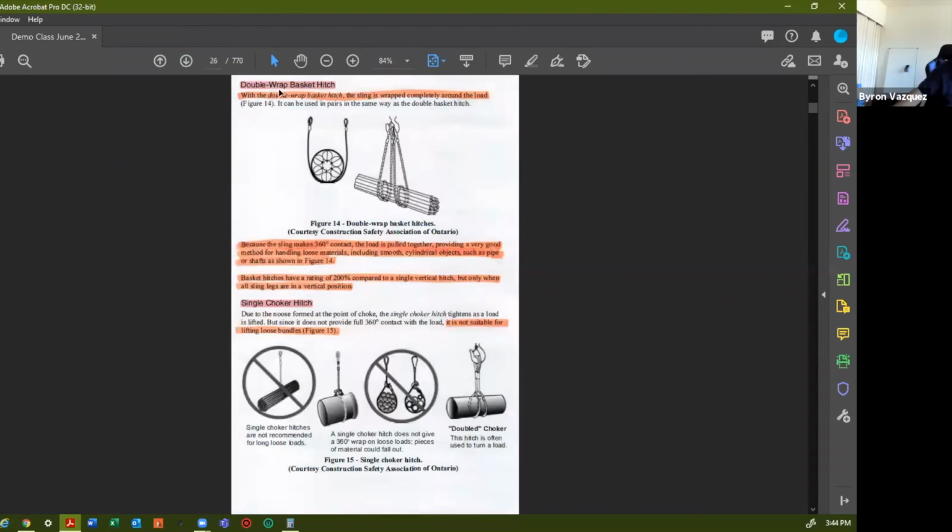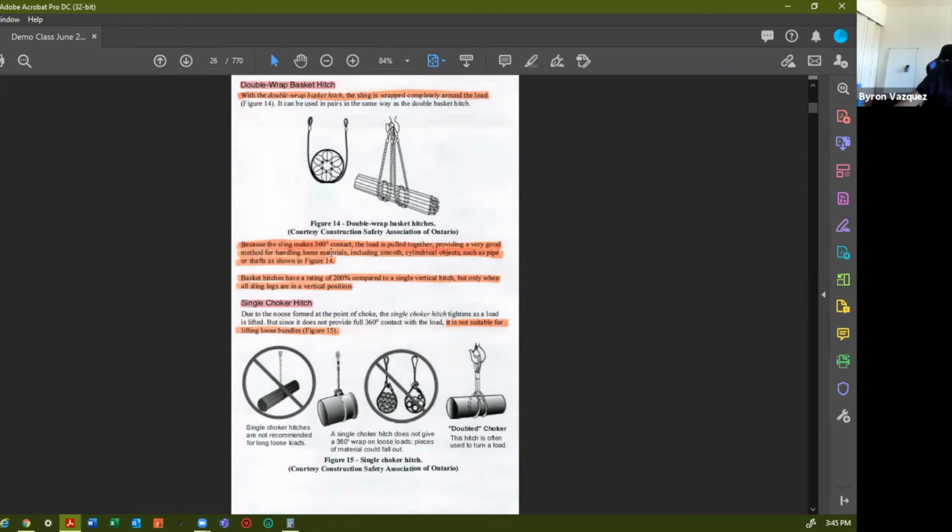So this is a double wrap basket hitch. They've double wrapped it. They wrapped it around their load twice. This thing is wrapped completely around the load. It can be used in pairs in the same way as a double basket hitch. So it's a good idea, if you have loose pipe, you're going to want to double wrap it for sure.